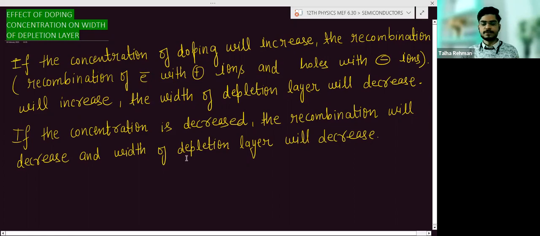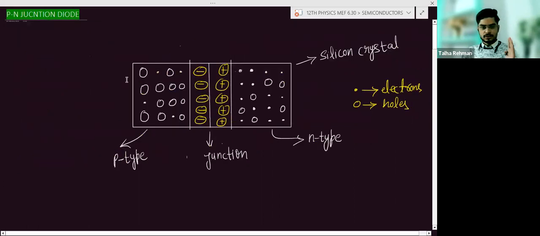First, we will recap the PN junction diode. What we will do, we'll take a silicon crystal. This is P type, this is N type. It is doped in such a way that half portion is P type, half portion is N type.